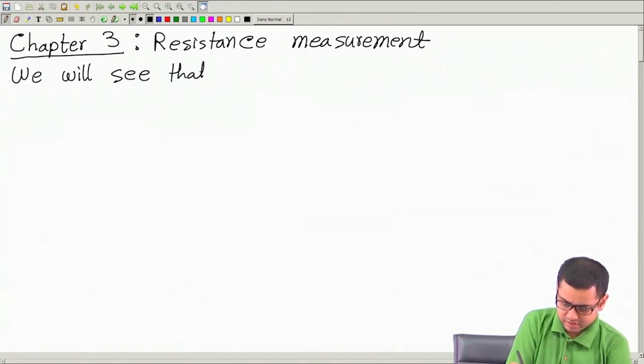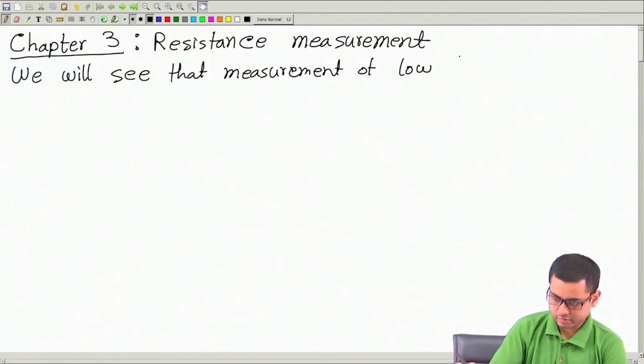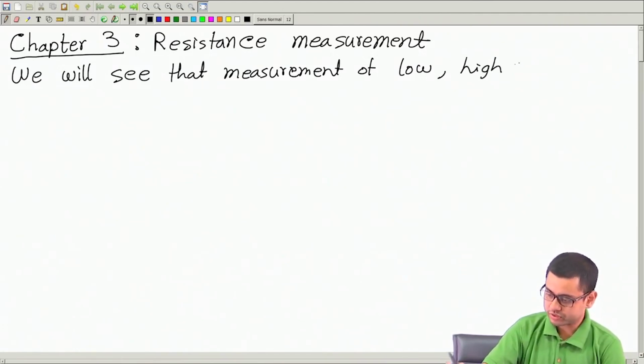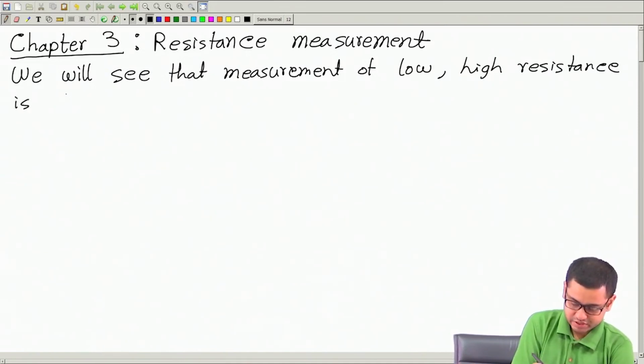So we will see that measurement of low resistance, low may be something like about 1 ohm or less. You need not remember the values of what is called a low resistance. We will understand it in more detail soon. Similarly, high may be several mega ohms. High resistance measurement is a bit difficult.